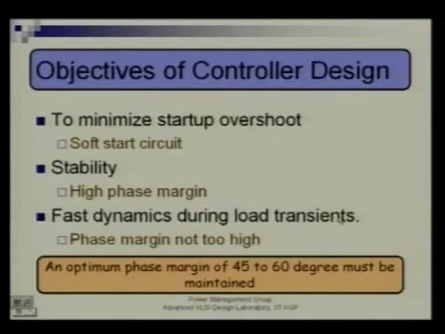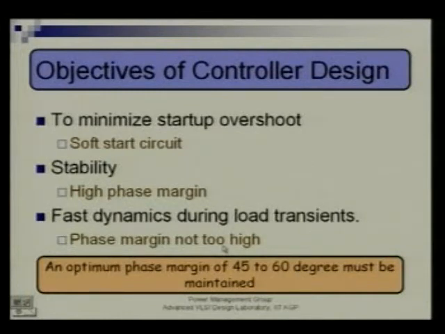So this much I need, and there is something called over design. The more stable a system gets, the slower its dynamics gets. We need a fast system. So fast dynamics during load transients, because as I have already shown you, when the transient occurs, the overshoot, undershoot, that stabilization period should be minimized. So when it's fast dynamics, you need phase margin not too high. The lower the phase margin, the faster the dynamics. So you will need to have an optimization.